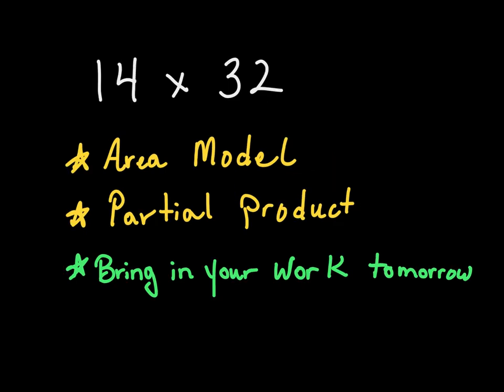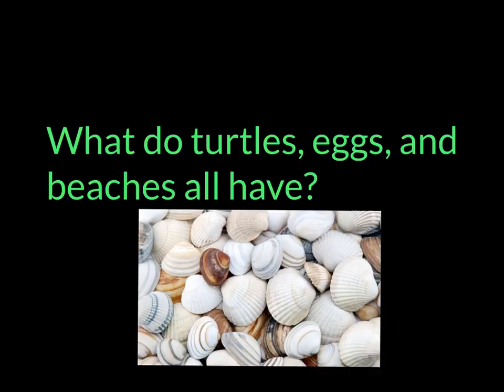14 times 32. Again, use area model and partial product method to solve 14 times 32, and I want to see your work tomorrow. What do turtles, eggs, beaches all have? They have shells.